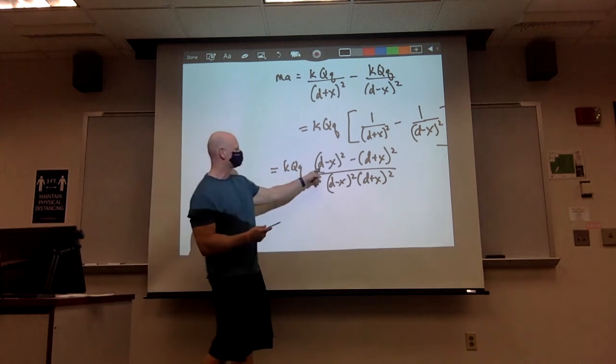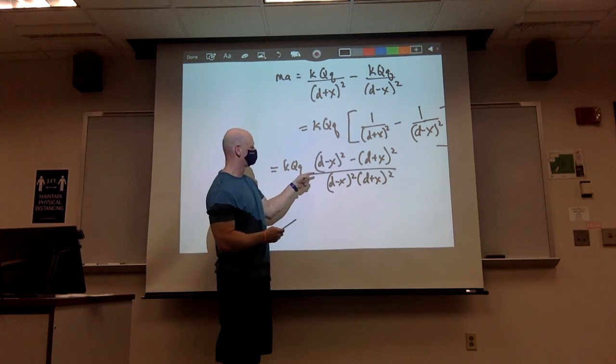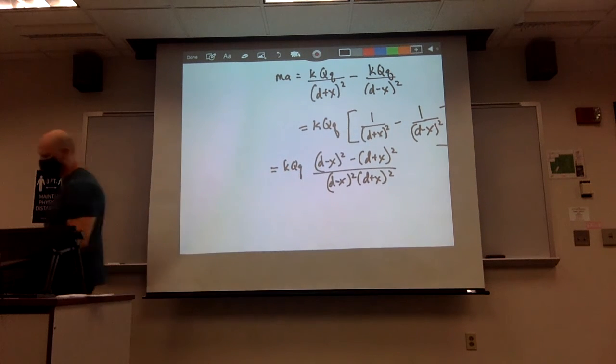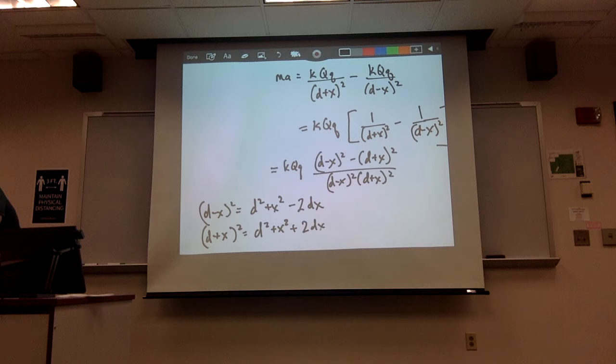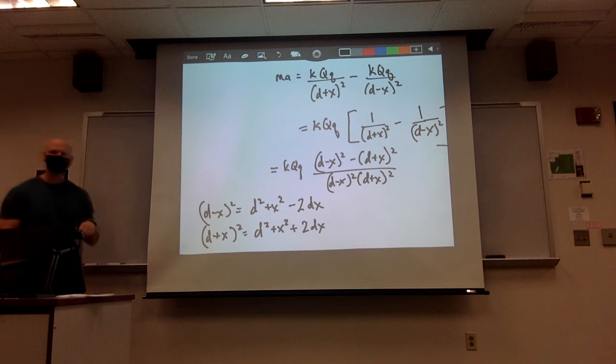Now from here, I would square out these terms. What happens when I square these terms? Let's look at each term individually and see what happens. If I do D minus x quantity squared, that's going to be D squared plus x squared minus the cross term, which is 2 times D times x. Now if I take D plus x and square it, that's D squared plus x squared, and the cross term is the same, except it comes in with a positive sign instead of a negative sign.